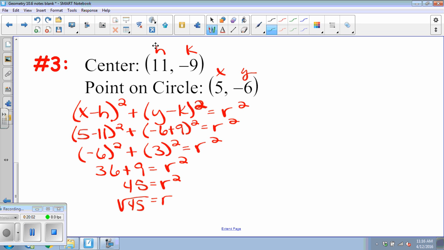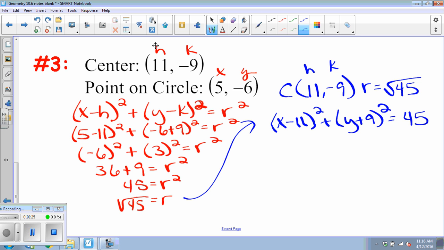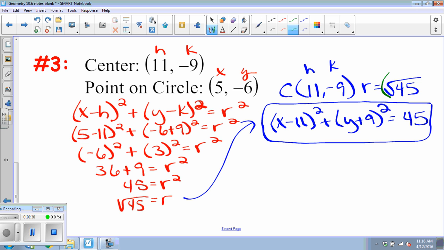So my center is (11, -9), and my radius is the square root of 45. Okay? So now we're going to write the equation. Remember, this is h and this is k. So it's (x - 11)² + (y + 9)² = 45, because when you square the square root of 45, you just get 45.